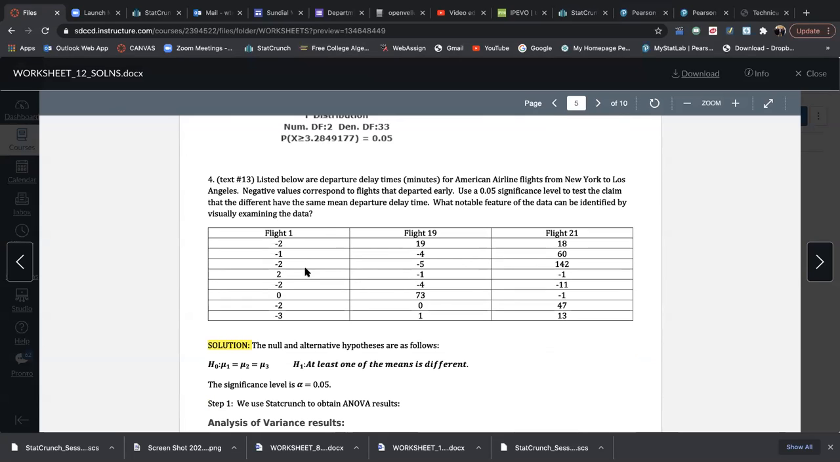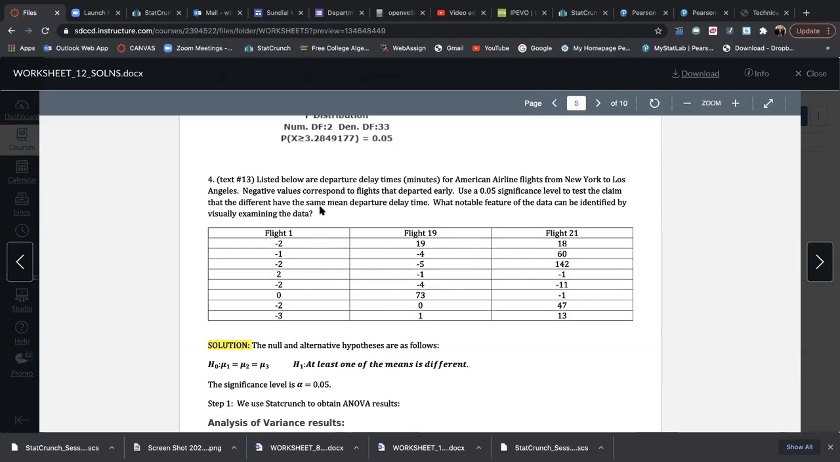Now, some of us have made that journey before, and it's typically a nonstop flight. Hopefully it's a nonstop flight. Okay, and so let's look at these different flight numbers. Flight 1, Flight 19, Flight 21.